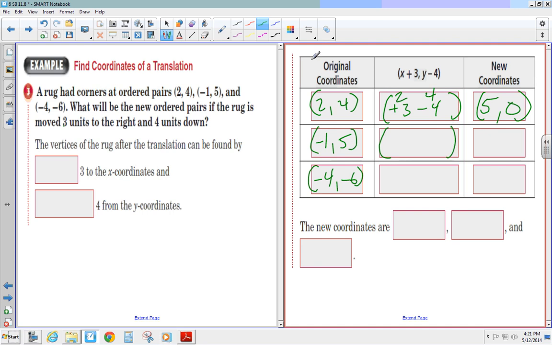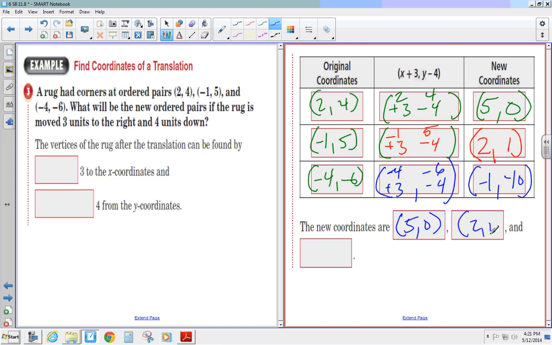Here, do it again. Negative 1 plus 3, 5 minus 4. That gives me 2, 1. And lastly, negative 4 plus 3 and negative 6 minus 4. When you combine those together, negative 1, negative 10. So my new coordinates are 5, 0, 2, 1, negative 1, negative 10. Just from adding or subtracting.